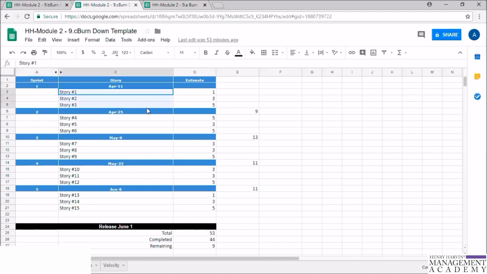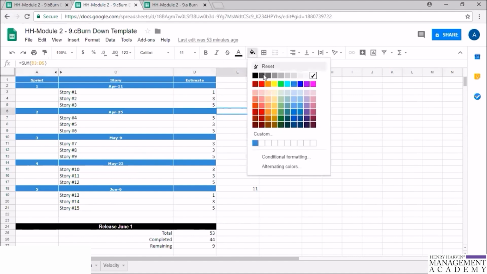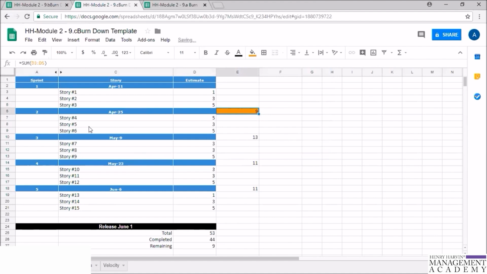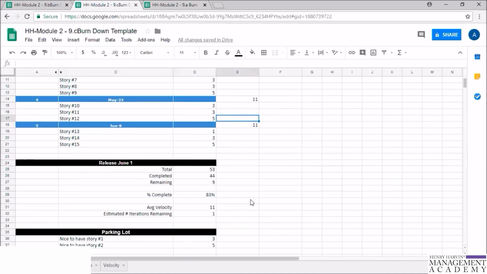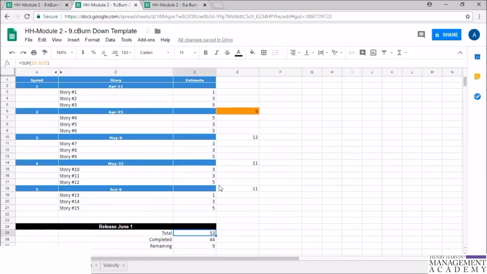Say suppose there are 3 stories. Each story is having an estimate of 3, 1, 3, and 5, and the total estimate here is 9, right? So similarly, for 4, 5, 6 the story estimation is 13, for 6, 7, 8, 9 the estimation is 11, for 10, 11, 12 the estimation is 11, and so on. So on the basis of this, the total number of stories and the total number of story points here. So what is happening? The total number of story points is 53.